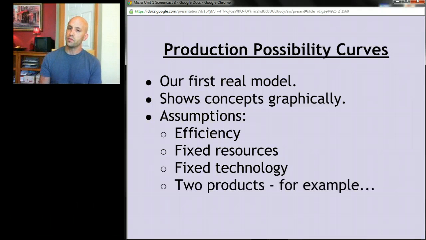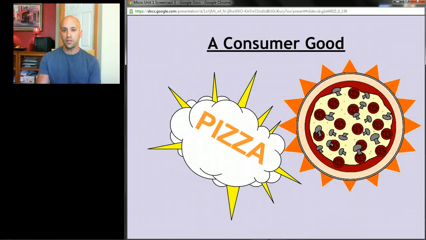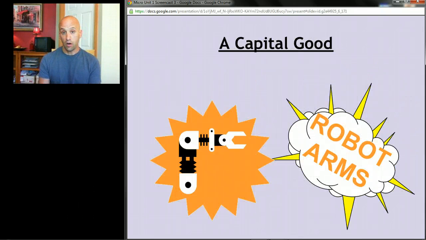And then finally, for the sake of simplicity, we're going to assume that we can only produce 2 products. The reason for that is that we're going to be dealing with a 2-dimensional graph. It's possible to do this for 3 or 4 products. The graphs just become more and more complicated, and you start to need to use computers to see it. In AP Economics, we stick with 2-dimensional graphs, and for that reason, we're going to make the very false assumption that we can only produce 2 products. So in this example, the 2 products we're going to use are pizza, that's a consumer good, I'll tell you what that means in a bit, and robot arms, which I'm going to call a capital good and also explain in a little bit.